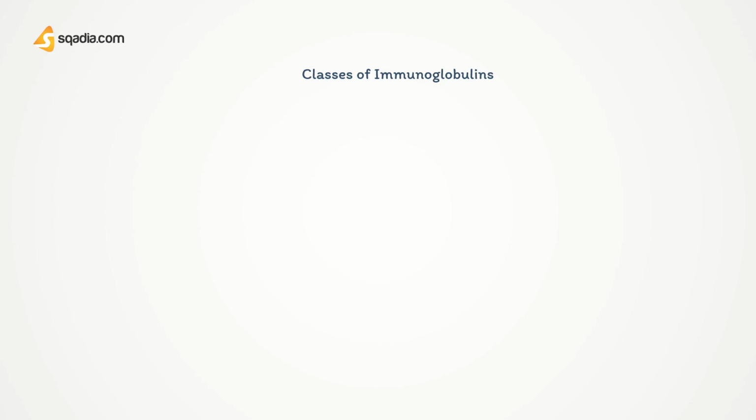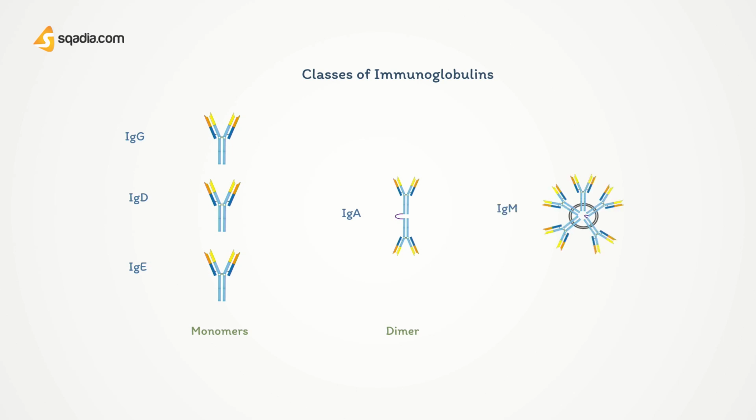Now, as I mentioned earlier, we have 5 classes of immunoglobulins, and they can be determined by the Fc portion. The IgG, IgD, and IgE exist as monomers, meaning as a single unit. The IgA is secreted as a dimer or as 2 units. And IgM is secreted as a pentamer, which is 5 units together.